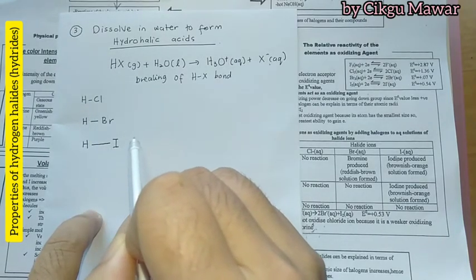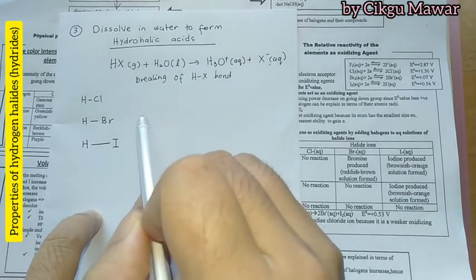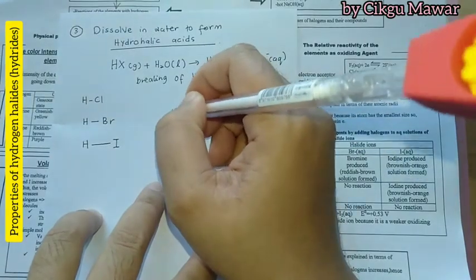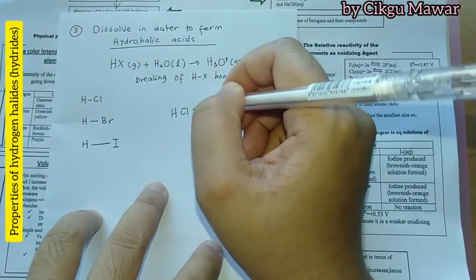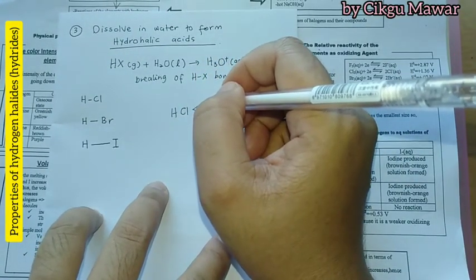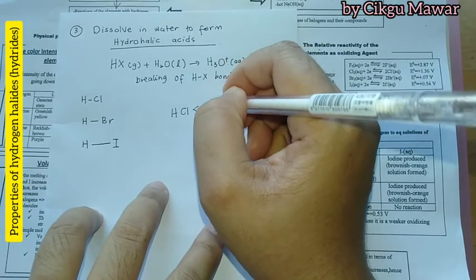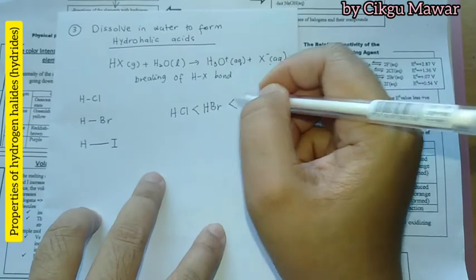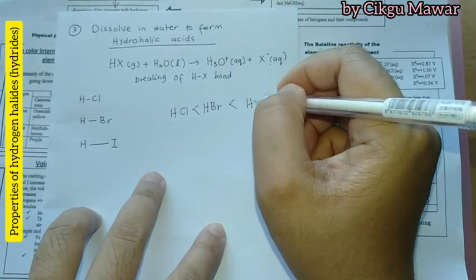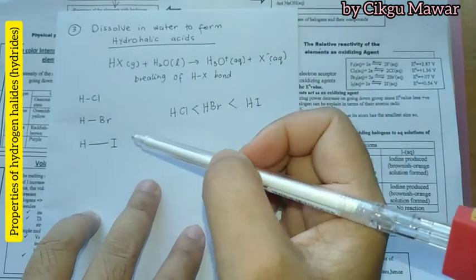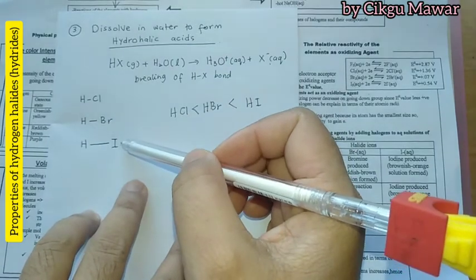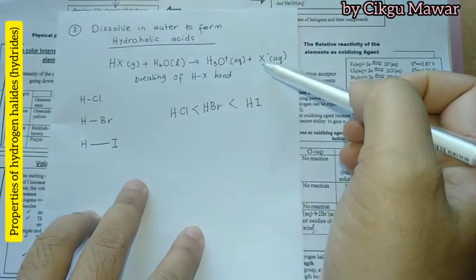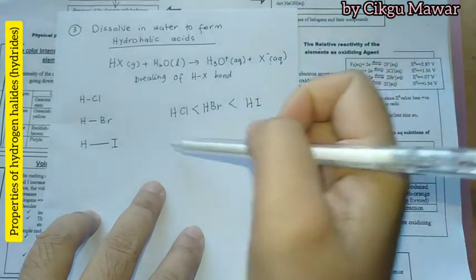So that's why the acid strength increases in the order of HCl, which is a weaker acid than HBr, and HBr is a weaker acid than HI, because HI is easier to dissociate in water to form hydroxonium ion and iodide ion.